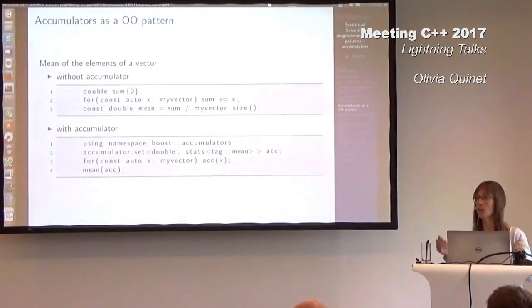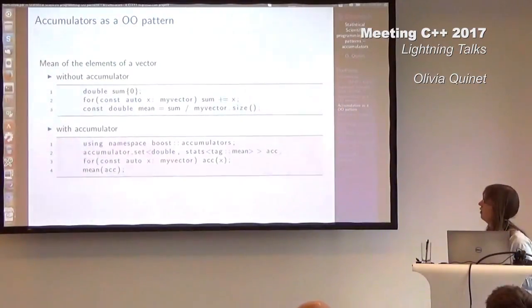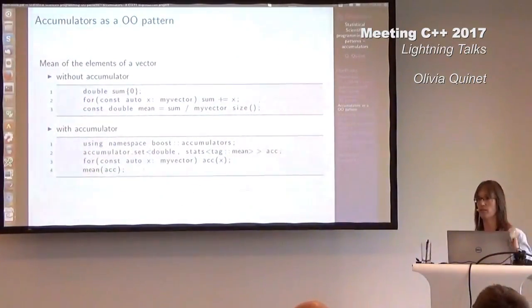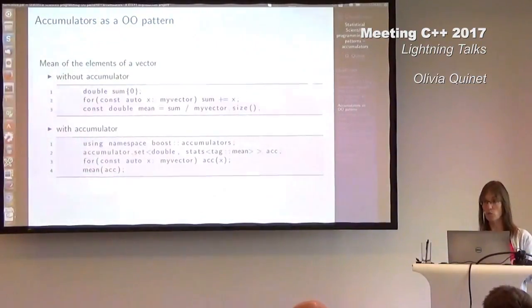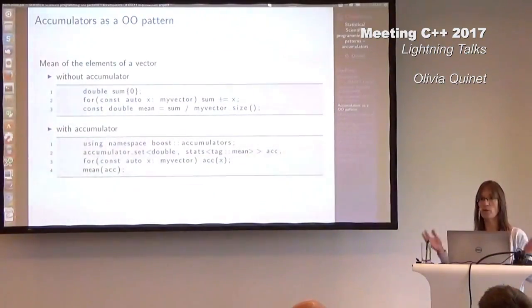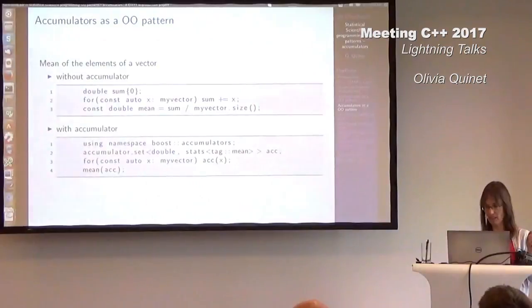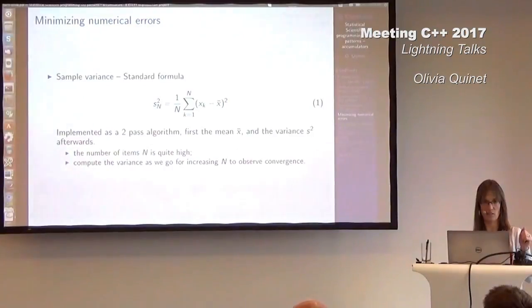So with an accumulator, here I use, for example, the Boost accumulator. So you set up your accumulator, you inject all the values into that accumulator, and at the end, you have the mean. So you have separated the two. That's great. You can use Boost, but Boost has a lot of accumulators that do a lot of operations, but sometimes it's not exactly what you want. And also sometimes you want to minimize numerical errors. Boost is not perfect for that.